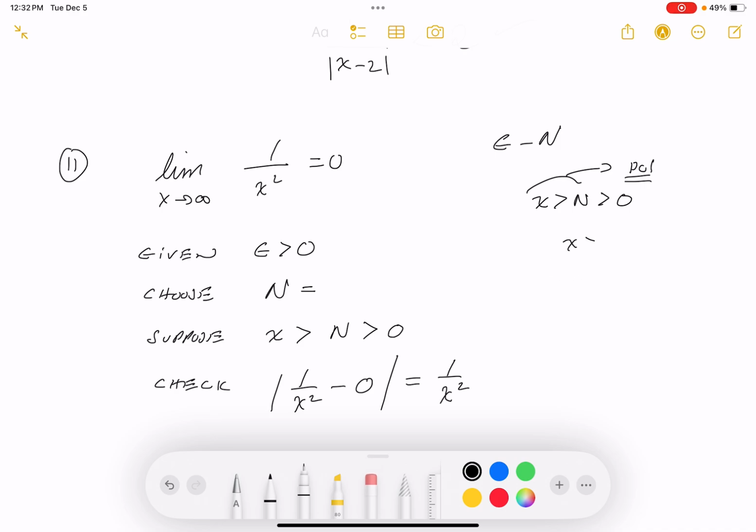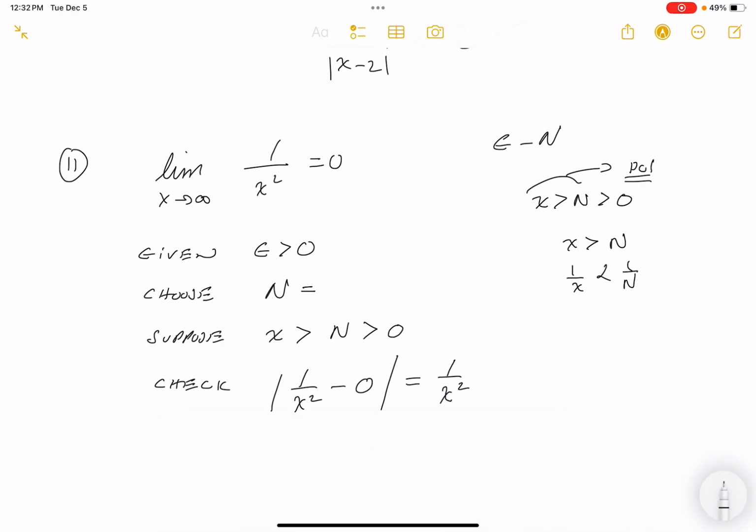That x is greater than N. They're positive numbers. Take their reciprocal. What do you get? 1 over x greater than, I'm sorry, not greater than, I'm taking reciprocals, right? It's going to be less than 1 over N. And now I'm going to say 1 over x squared is less than 1 over N squared. So let's write that down now. So this would be less than 1 over N squared.